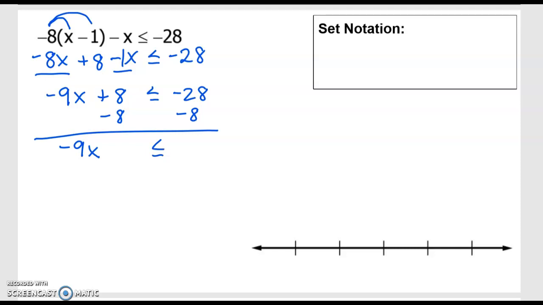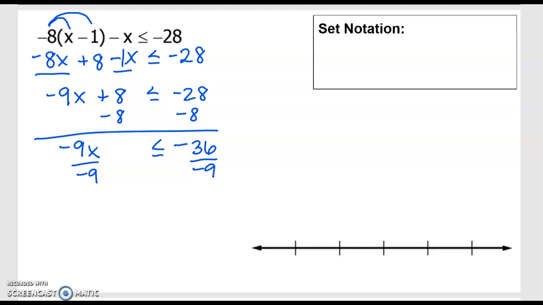Now remember, they're both negative, so I know my answer is going to be negative. And if they're both the same sign, you just add the two numbers together. So that's going to give us 36. So it's negative 36. Okay, to get x by itself, it's being multiplied by negative 9, so I need to divide by negative 9.